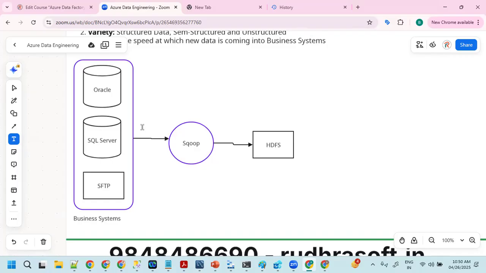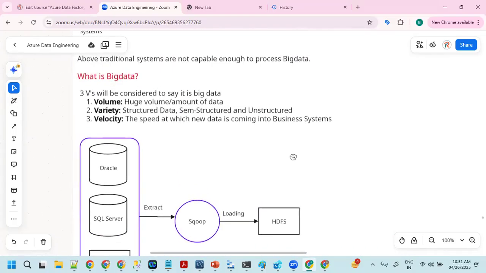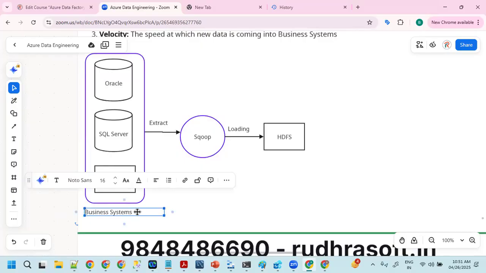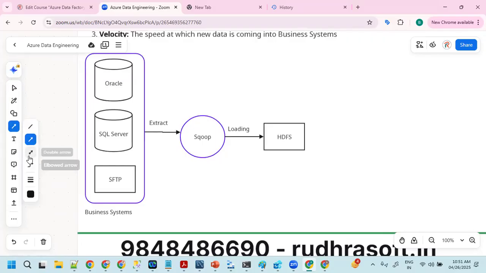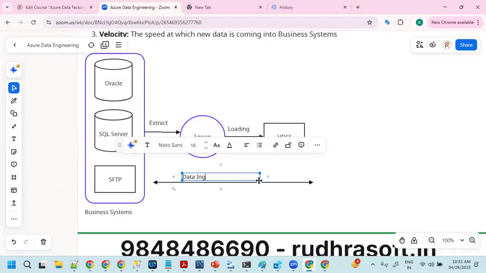So same to same, you're going to have extraction, you're extracting it. And in this place, you are not going to apply any transformation. You're just going to ingest the data into this place. So still we used to call this data ingestion only. This entire part is going to be called data ingestion.